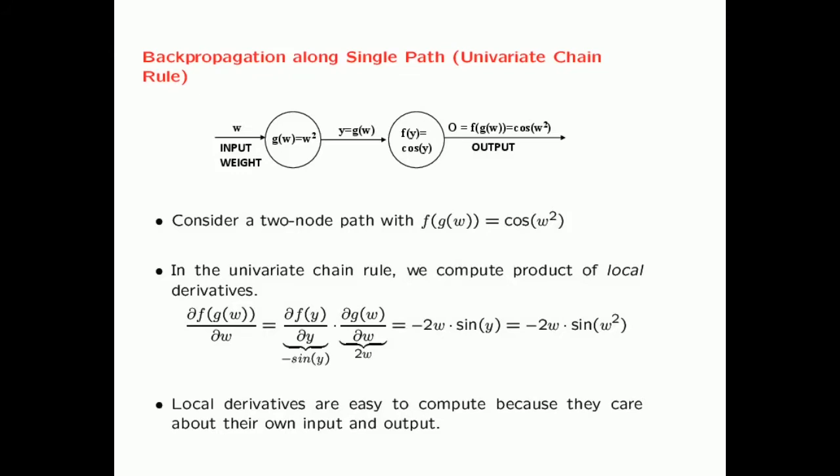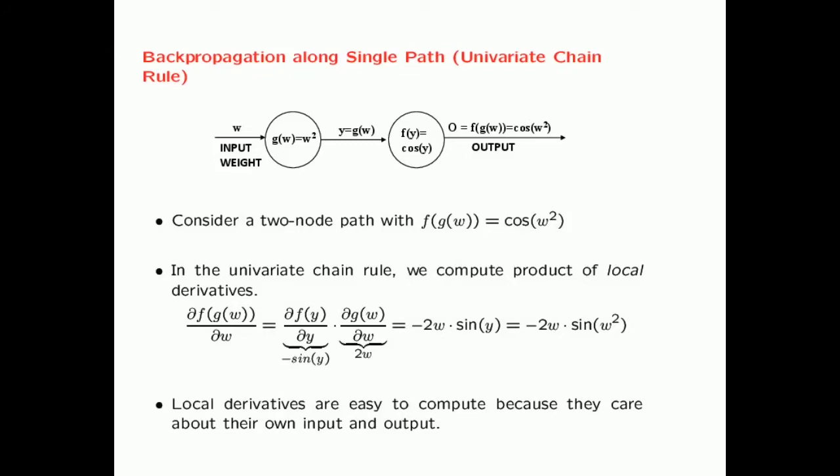You are computing the derivative of the function Fy with respect to its direct input Y. And similarly, you're computing the derivative of the function GW with respect to its direct input W, which is easy to compute. The derivative of Fy with respect to Y is given by minus sine Y, and the derivative of GW with respect to W is given by 2W. By the univariate chain rule, it's the product of the local derivatives. You get minus 2W sine Y, which is minus 2W sine W square.